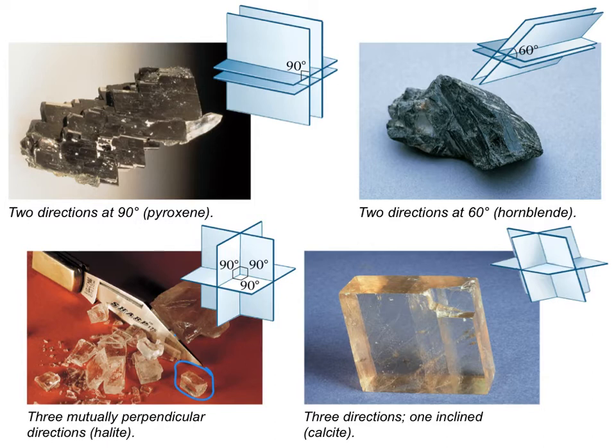Hopefully in this calcite crystal you can see that it makes a perfectly rhombohedral form where none of the angles are 90 degrees.